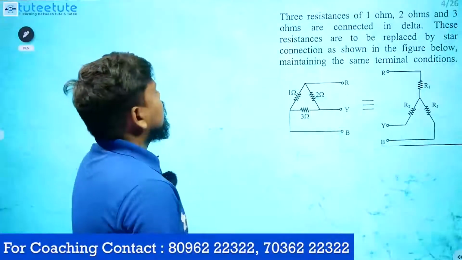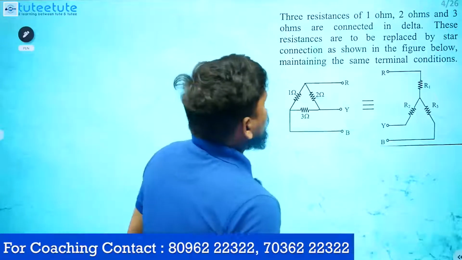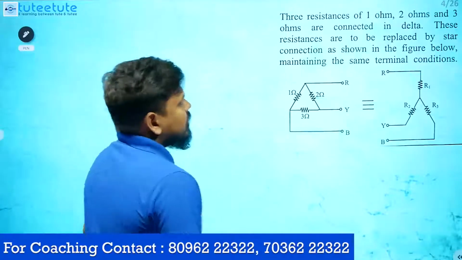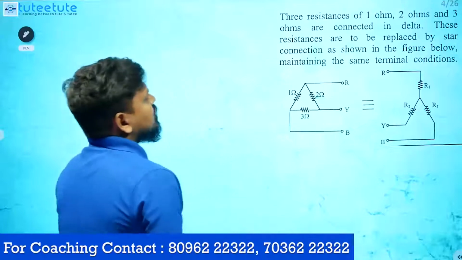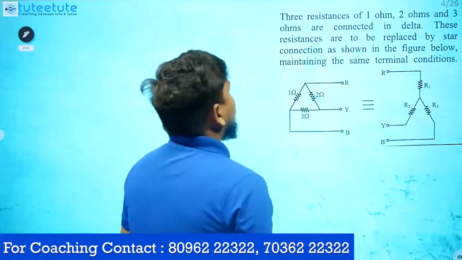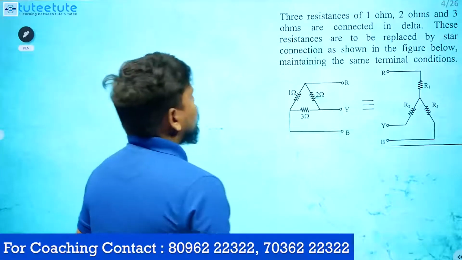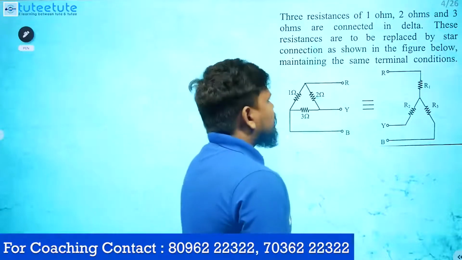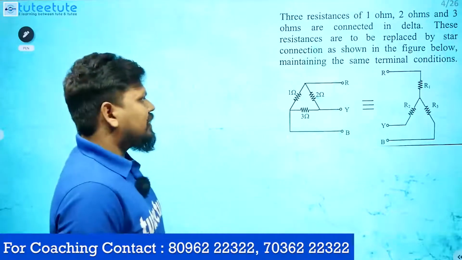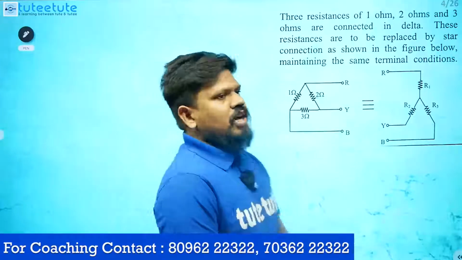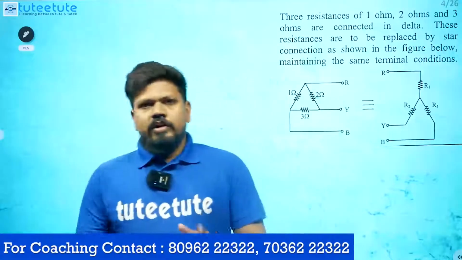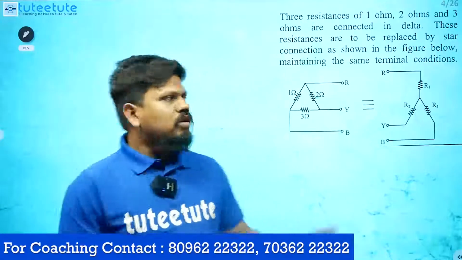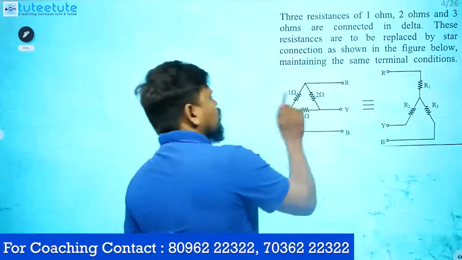Next question. Three resistances of 1 ohm, 2 ohm and 3 ohms are connected in delta connection. These resistances are to be replaced by a star connection as shown in the figure below, maintaining the same terminal condition. Remember, this is delta to star transformation. They have given the resistance values also: 1 ohm, 2 ohm, 3 ohm.